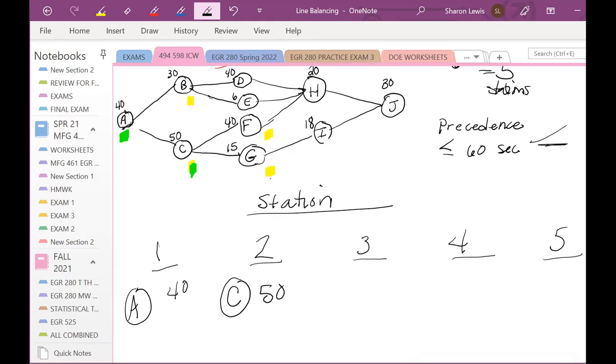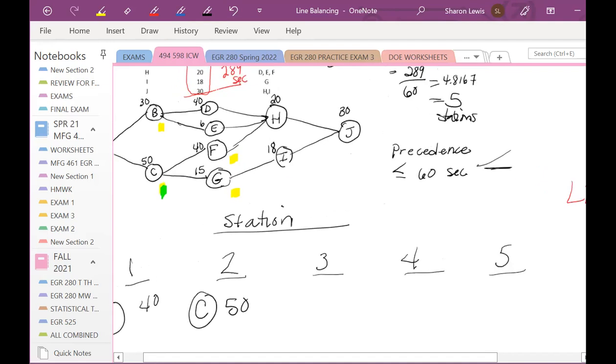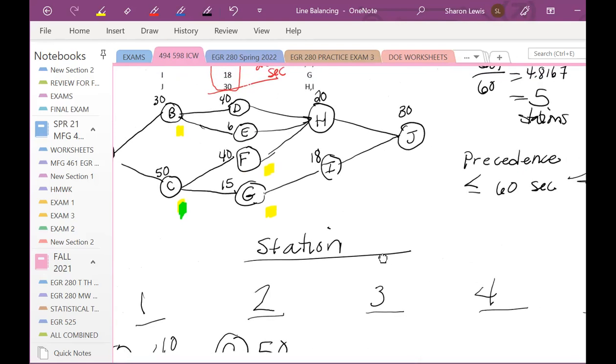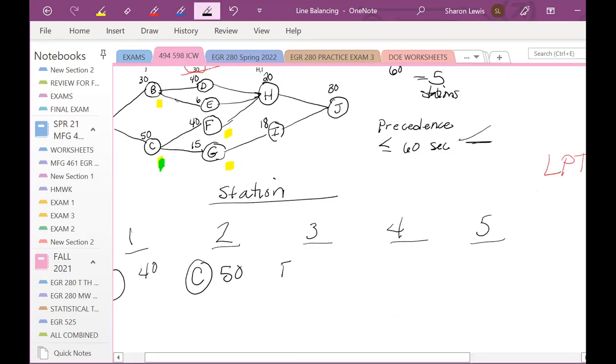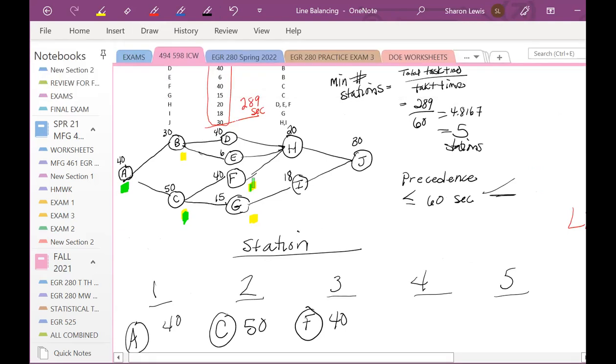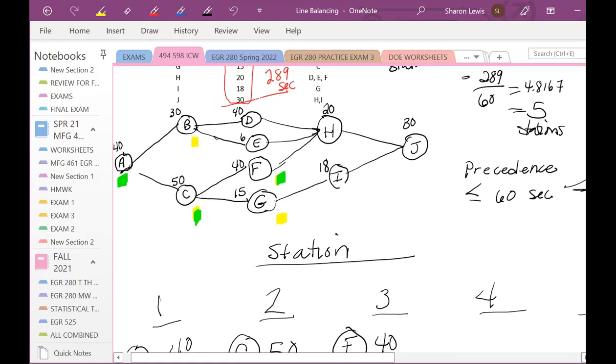So we're done with station 2 and we move to station 3. All right, so longest processing time says B 30, F 40, G 15. So we're going to put in F because it's the longest processing time. That is 40. Now let's mark that one as in and see if it opens any more candidate tasks for us. Well, no, H can't go in until D and E are done. So for candidates, we have B and G.